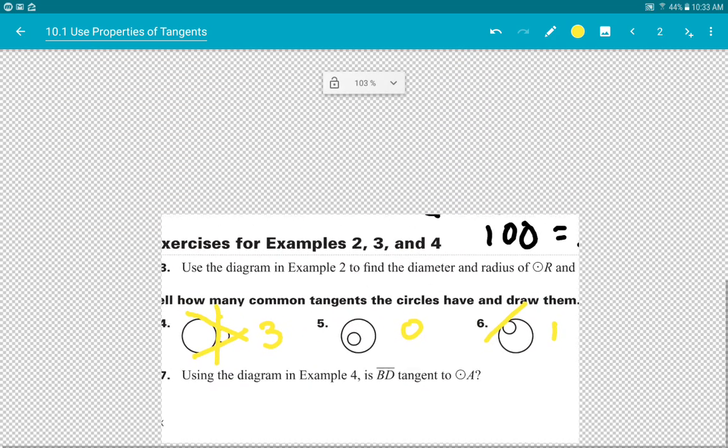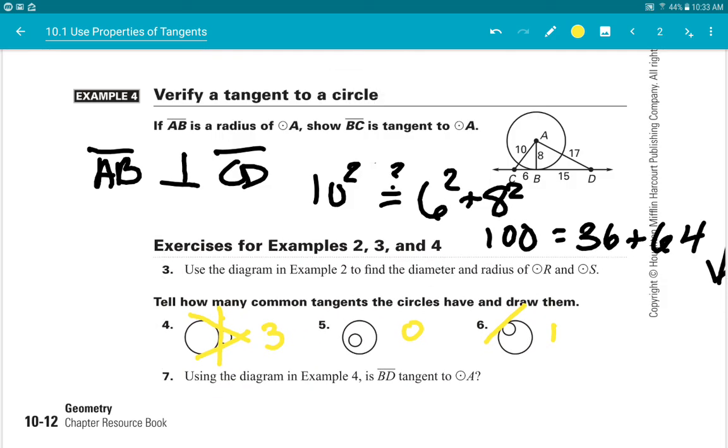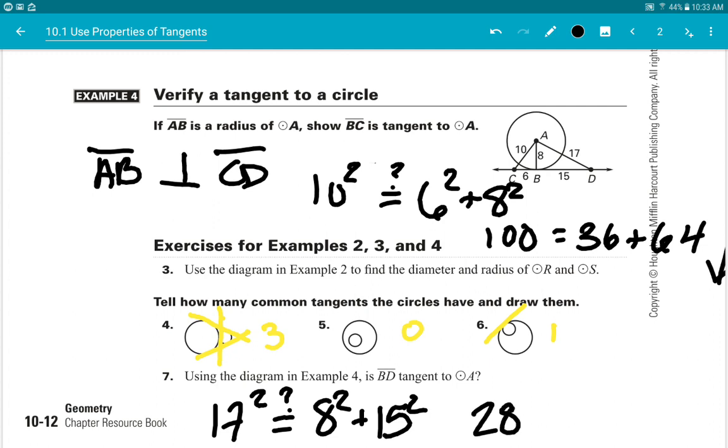And then this is using the diagram: is segment BD tangent to A? Here they actually want us to use specifically BD. So is 17 squared equal to 8 squared plus 15 squared? That's what we're trying to figure out. 17 to the second power is 289. Is that equal to 64 plus 225? And that checks out. All right, so we are good.